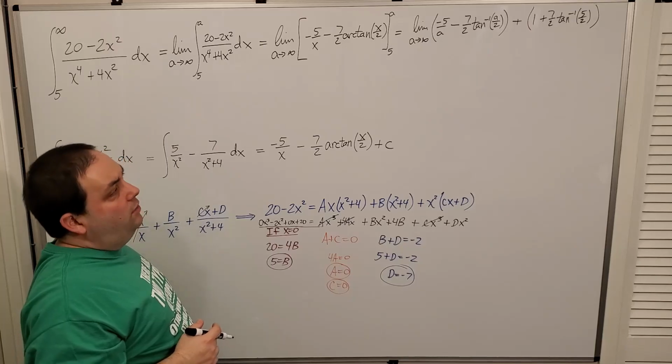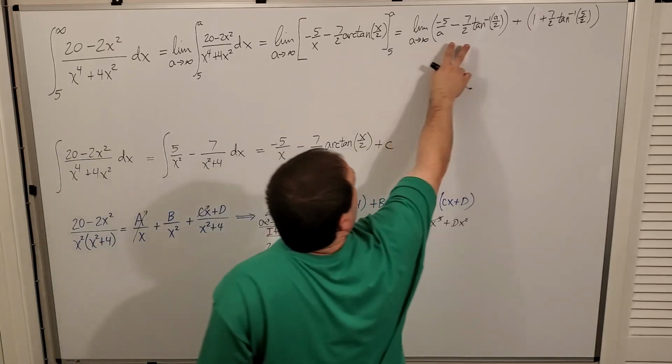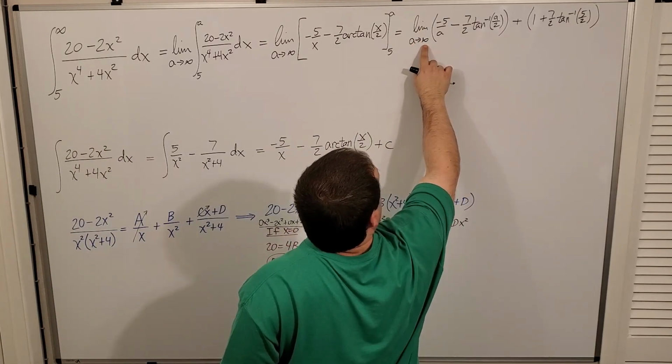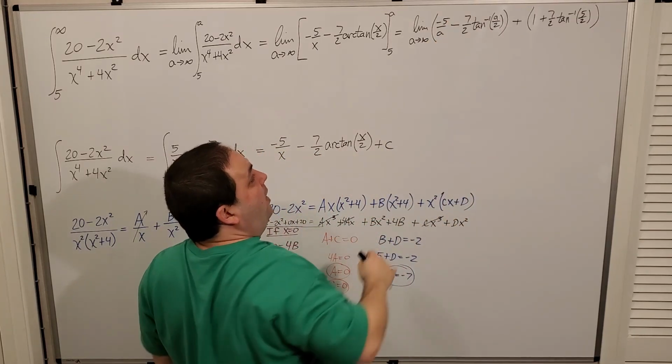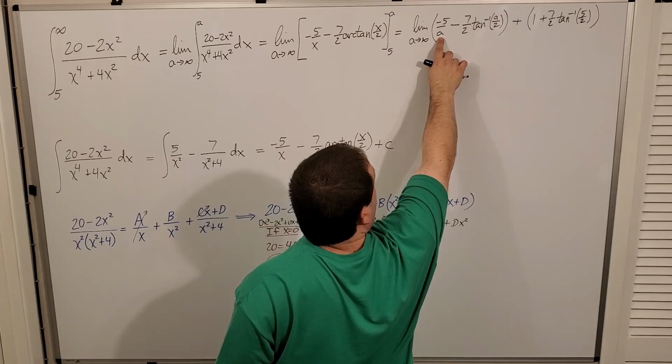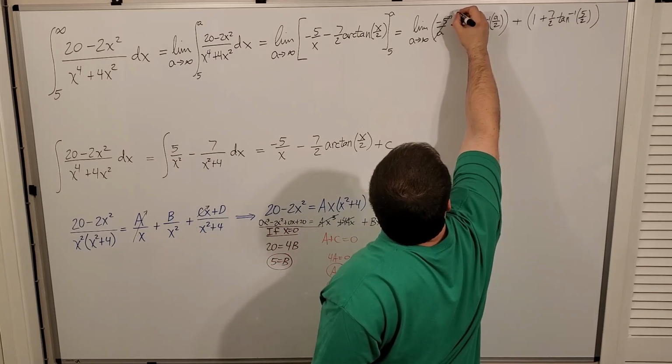Okay, so we're almost done, right? I just need to be able to do this limit right here. The limit as a goes to infinity of 5 over a. It's a very obvious limit, right? I'm letting the denominator go to infinity. This value is going to go to 0.